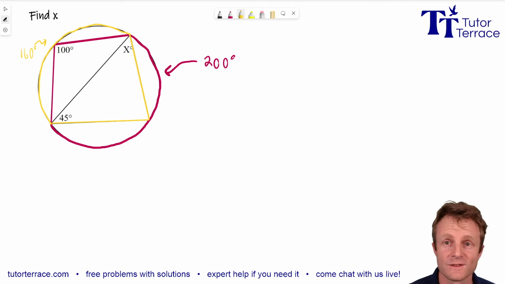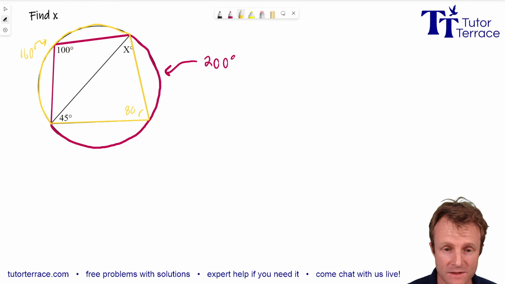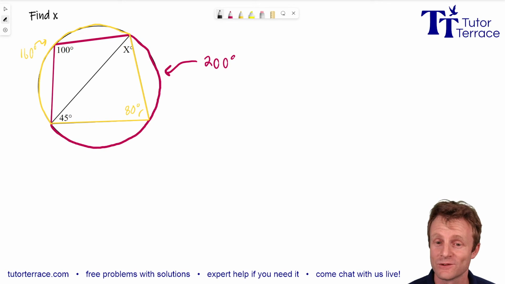So now we use the inscribed angle theorem again to realize that this angle must be exactly half of 160 degrees. That's what the theorem says. So the yellow angle is 80 degrees. And now we're almost there because we have a triangle.